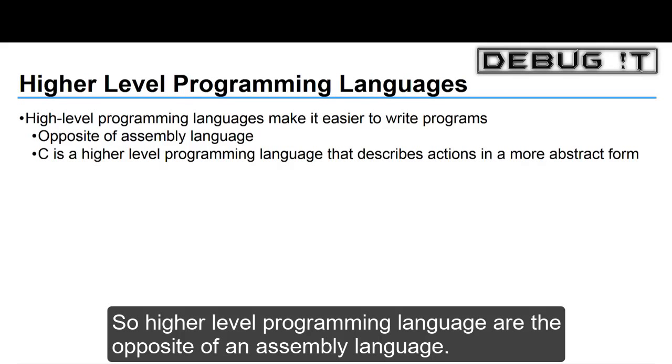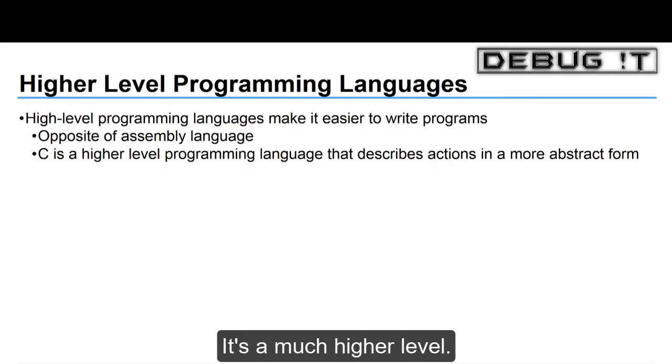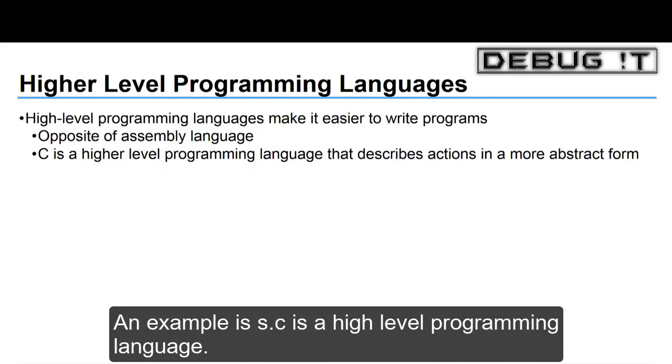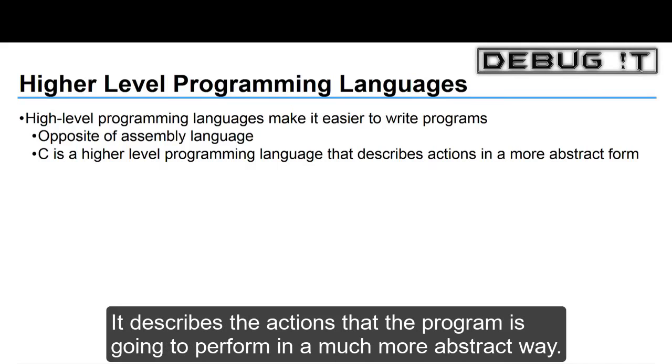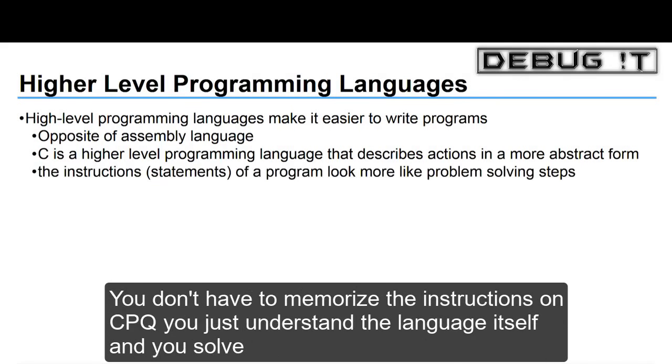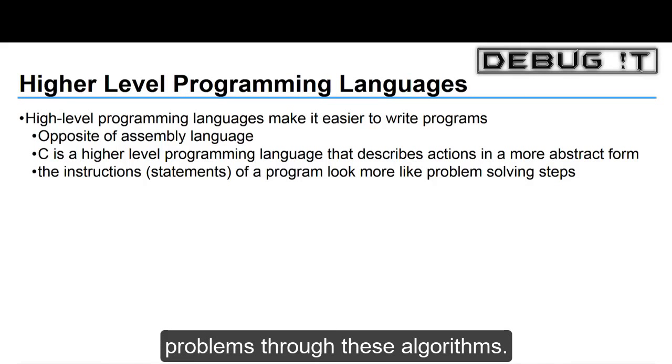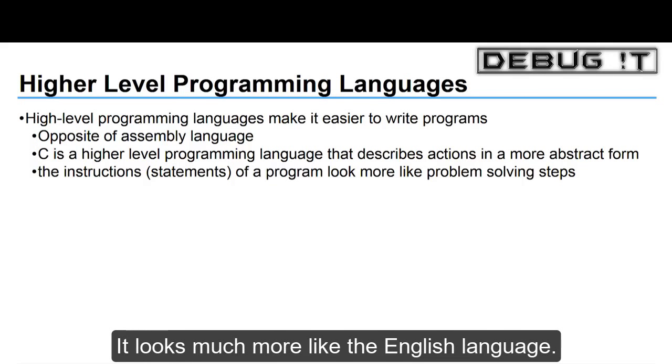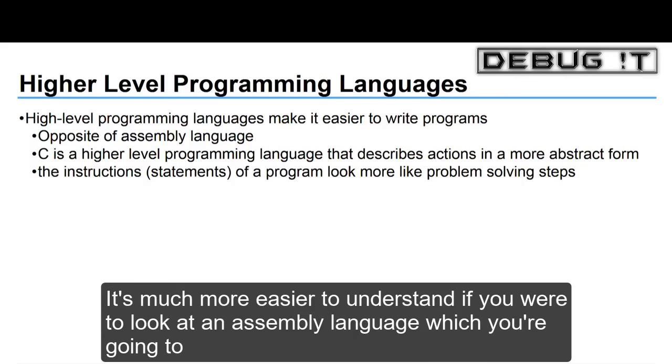So higher level programming languages are the opposite of an assembly language. It's a much higher level. An example is C. C is a higher level programming language. It describes the actions that the program is going to perform in a much more abstract way. You don't have to memorize the instructions on the CPU. You just understand the language itself and you solve problems through these algorithms. It looks much more like the English language. It's much easier to understand.